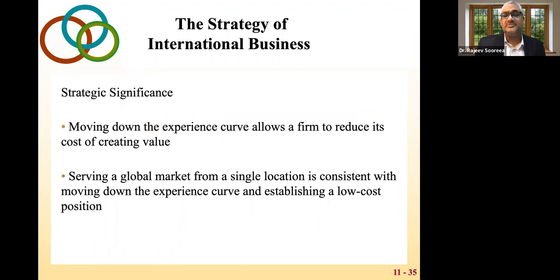So moving down your experience curve allows your firm to reduce the cost of creating value. You need to create value and you need to reduce the cost of creating that value, so you will move down the experience curve. Serving a global market from a single location is consistent with moving down your experience curve and establishing a low-cost position.